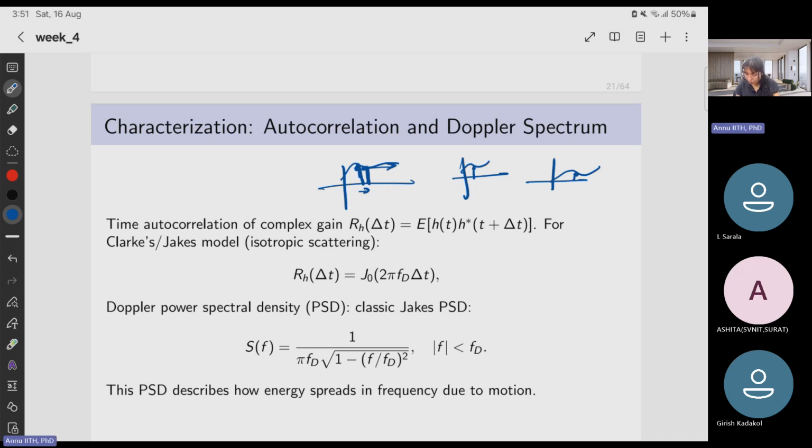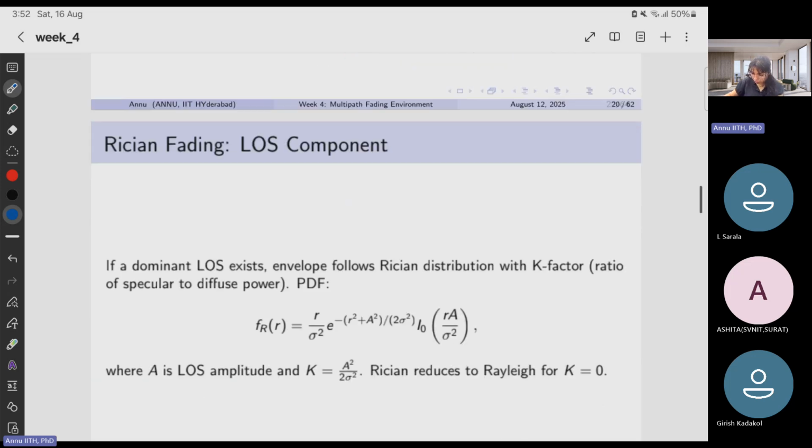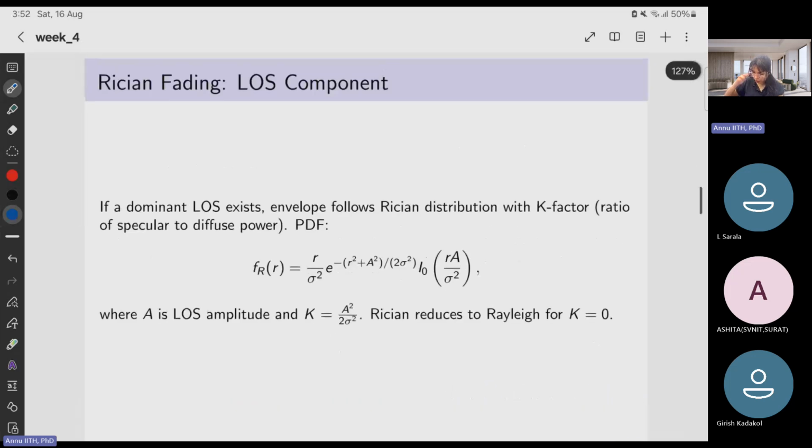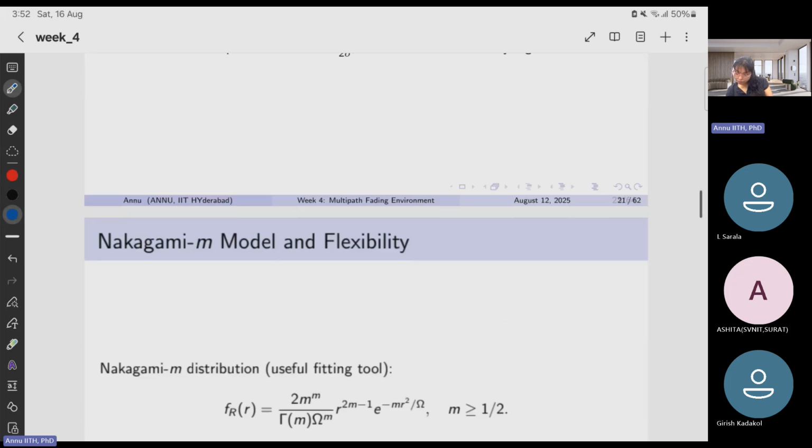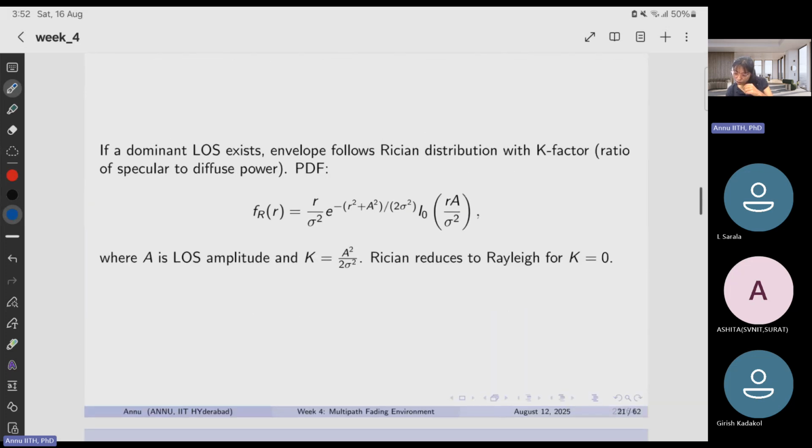For Clarke's and Jakes model, the autocorrelation of delta t is nothing but J naught of 2 pi f d into delta t. You can ignore this. Rician fading again will have the line of sight component, and if the dominant line of sight exists, the envelope follows Rician distribution with K factor, and that is having this PDF. And the Rician distribution reduces to Rayleigh for K equal to 0.